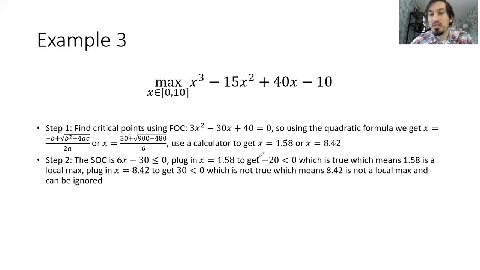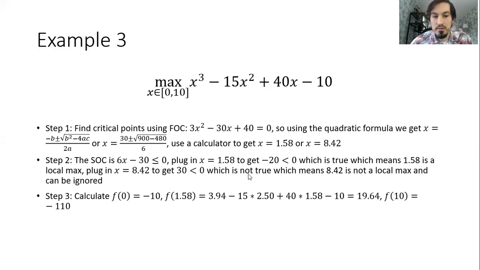Step 3 is just plugging in all the possible values. Now we have 3 possible values. We eliminated 1, so we have 3. We have 0, 1.58, and 10. Those are the things we want to plug in and see what we get. The answer is, if you plug in 0, you get -10. That's actually pretty easy to see. If you plug in 1.58, you get 19.64. If you plug in 10, you get -110. Well, that means the answer is the interior solution. Happens to be the answer here.